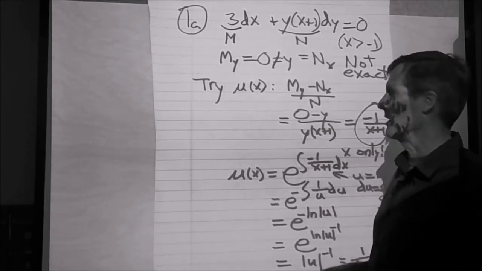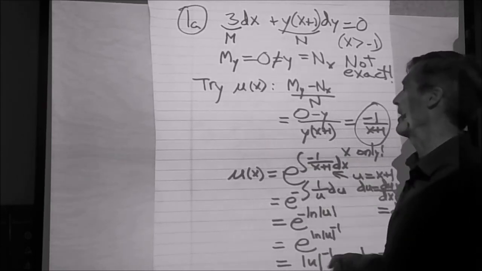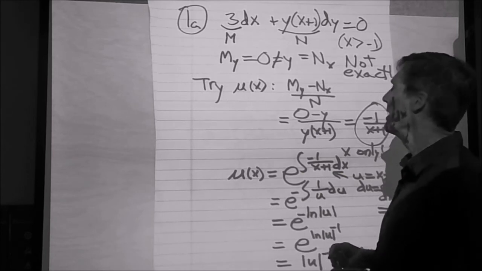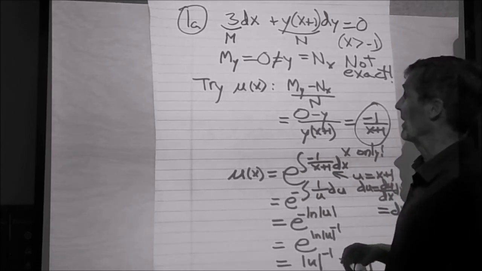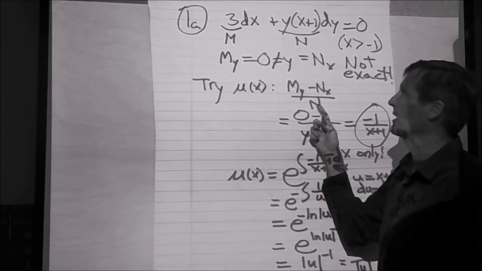Well, the only easy cases are when mu is a function of x or y only. Let's try for an integrating factor that's a function of x only in this case. There will be an integrating factor that's a function of x only if (My minus Nx) over N depends only on x. So you compute it.